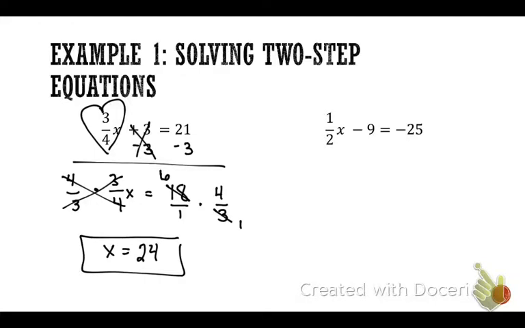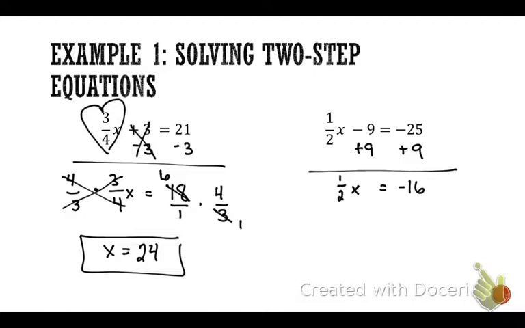All right, so add 9 to both sides. Now, one common mistake that I'm seeing is this: same sign or different? It's different. So you subtract and take the sign of the larger number. Did you say -16? -16? And then bring down your 1/2 x. All right, so 1/2 x equals -16.